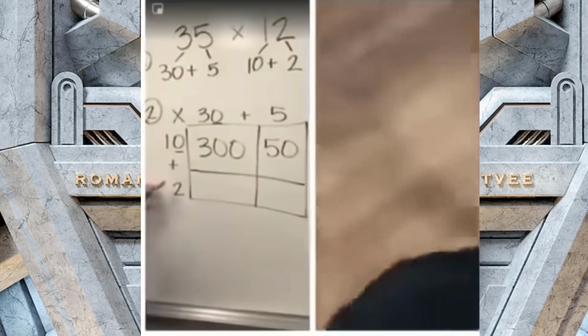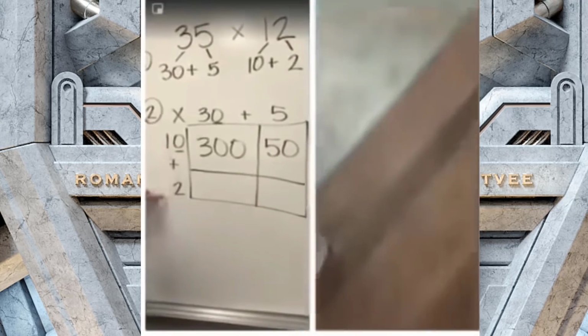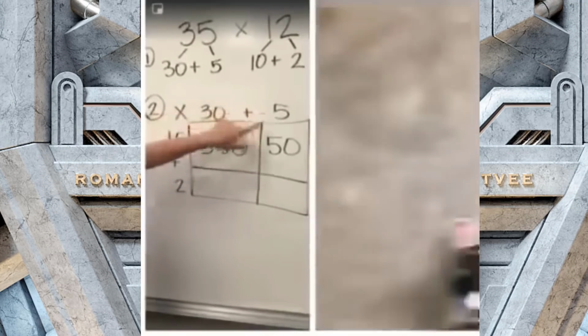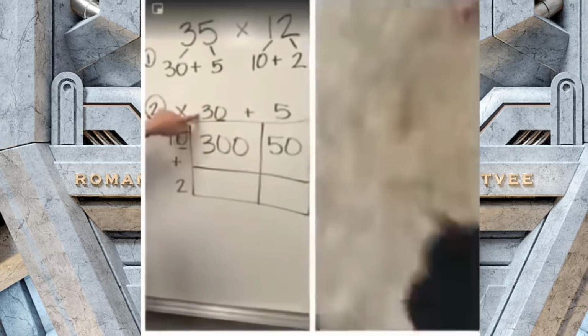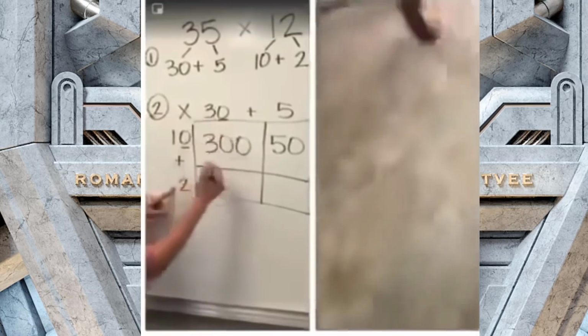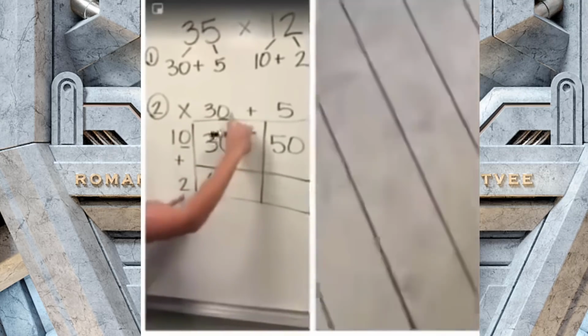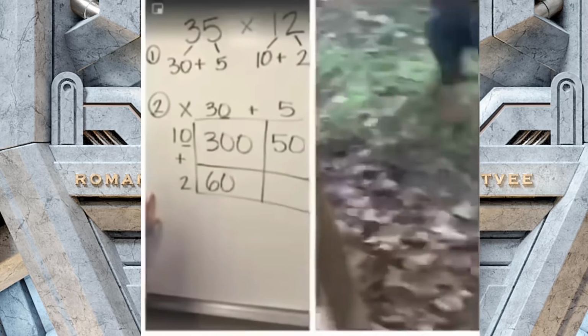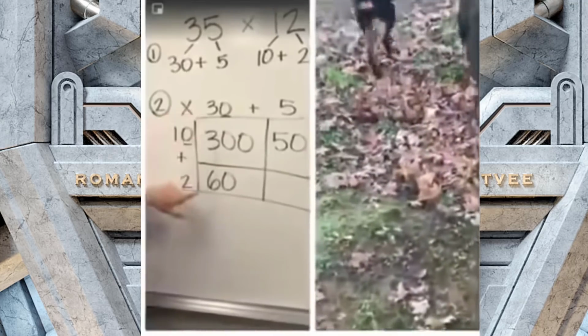And then we do 2. We go down to the 2 because we're done with the 10. 2 times this, 2 times that. So 2 times 30. 2 times 3 is 6. And between both of these numbers, I've only got the 1 zero, so I attach it to the end. 2 times 30 is 60.